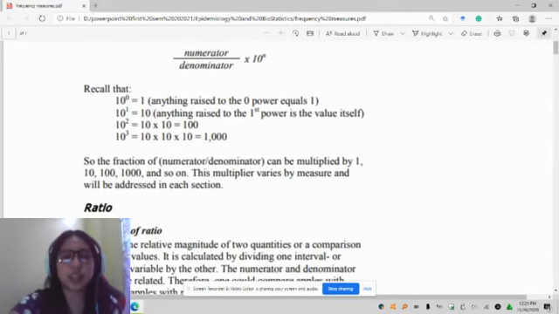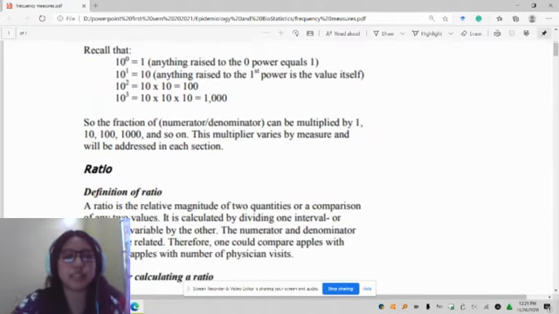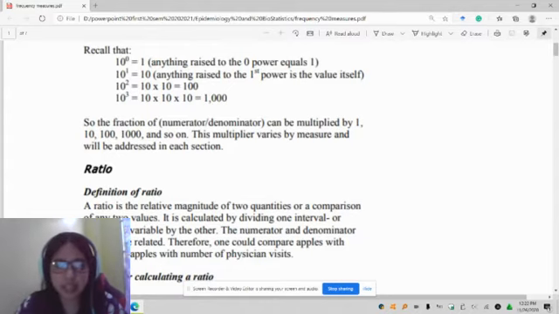If we recall the value of 10 raised to n, if n is 0, we know that a number raised to 0 is always equal to 1. And 10 raised to 1 is the same number, 10. 10 raised to 2 is 10 times 10, which is 100. 10 raised to 3 is 10 times 10 times 10, which is 1,000.